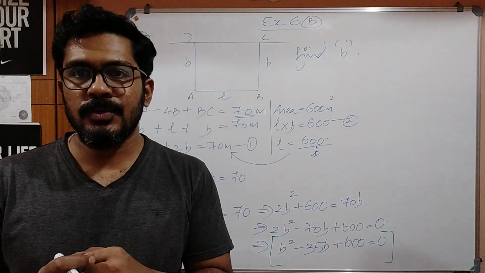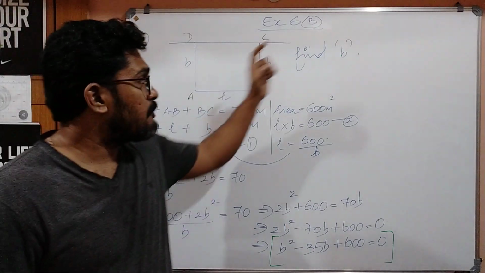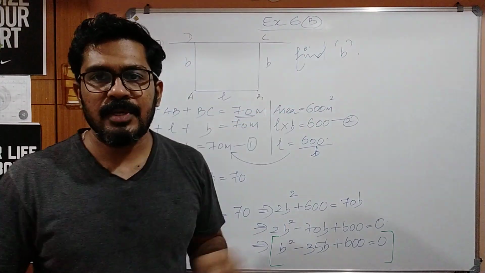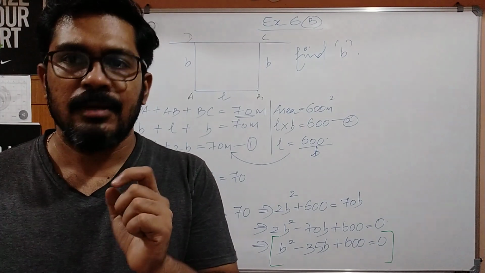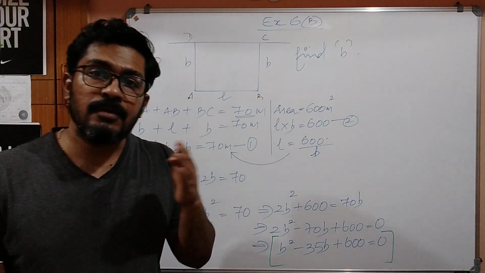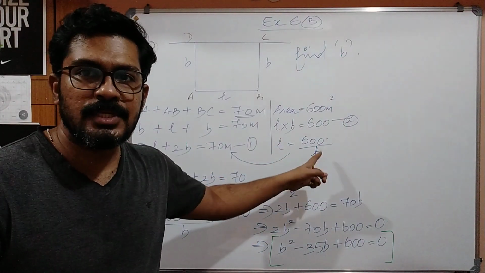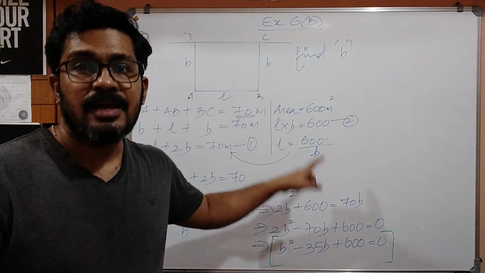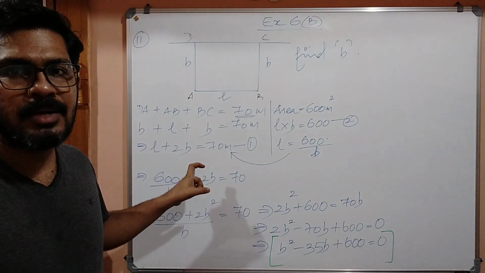Now we have to modify it, isn't it? How? Children, we have to find the value of B. That means we need not bother about the variable L. What we can do? We can convert the variable L in terms of B. That means I can write L is equal to 600 upon B. Yes. And then substitute this value of L into equation number 1.